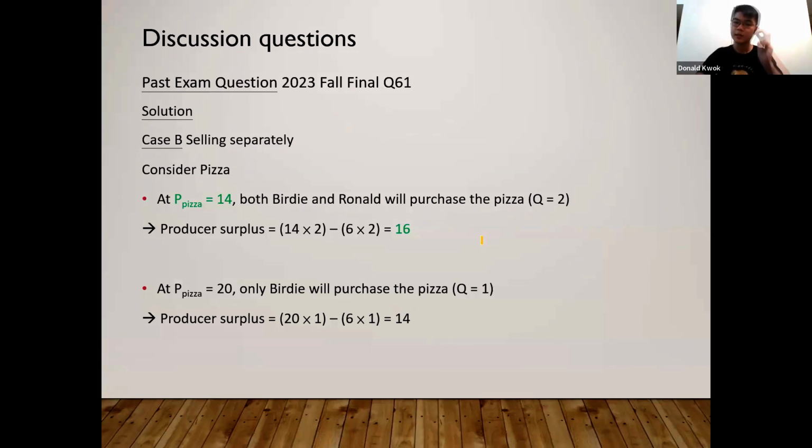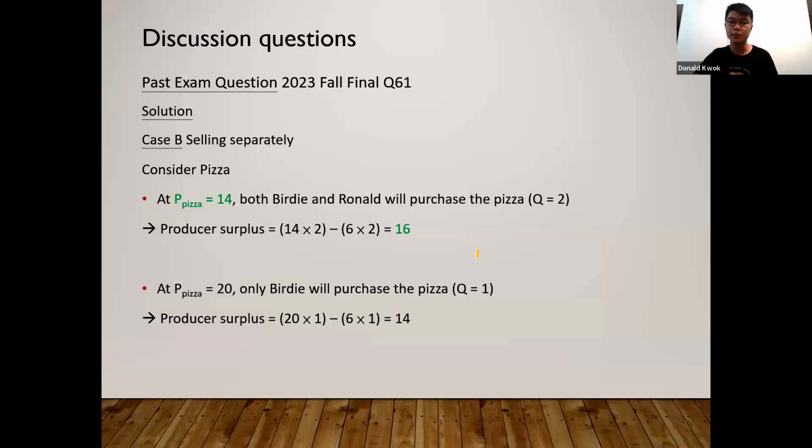and also take into account the fixed cost when calculating the profit maximizing price of soft drinks, then I will double count the fixed cost twice. So this is why I would like to calculate the producer surplus first, and then at the end, subtract the fixed cost once. Okay, so this is the idea behind.